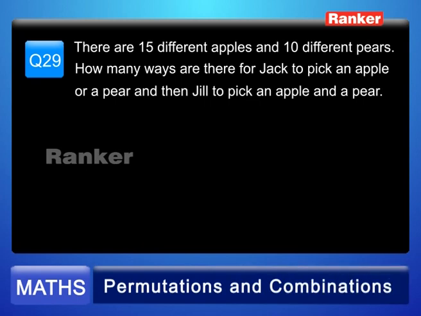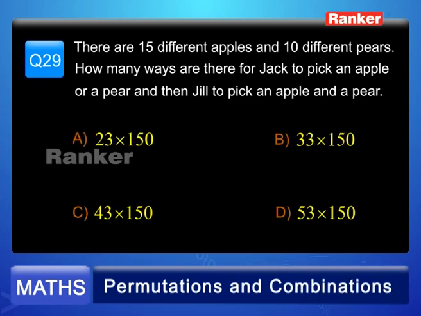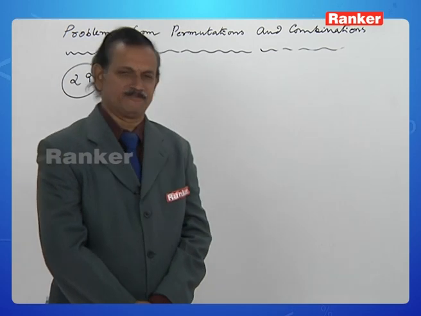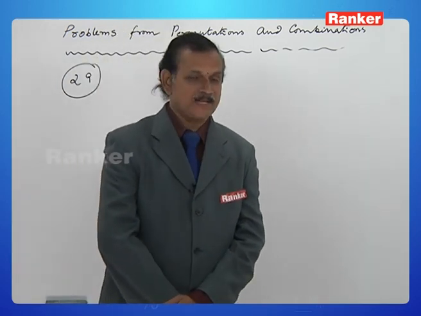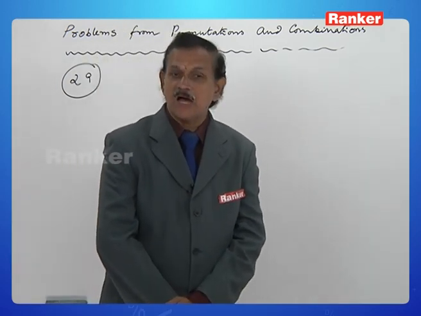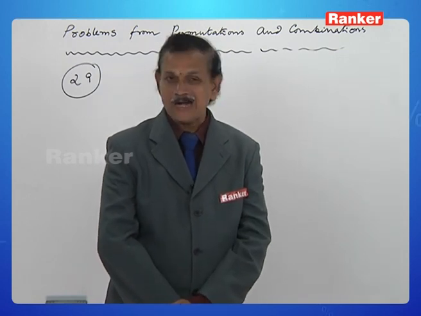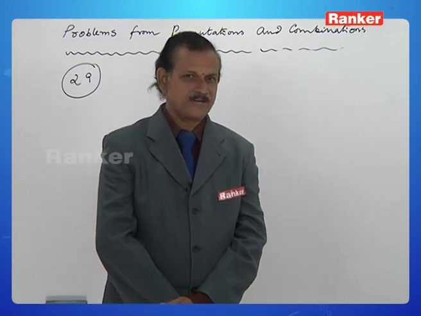The immediate question before us is question number 29. There are 15 different apples and 10 different pears. How many ways are there for Jack to pick an apple or a pear, and then Jill to pick an apple and a pear? You have to understand the situation very, very carefully. In one particular sentence, 'or' is used, and in the second condition with respect to Jill, 'and' is used. You must be very careful.